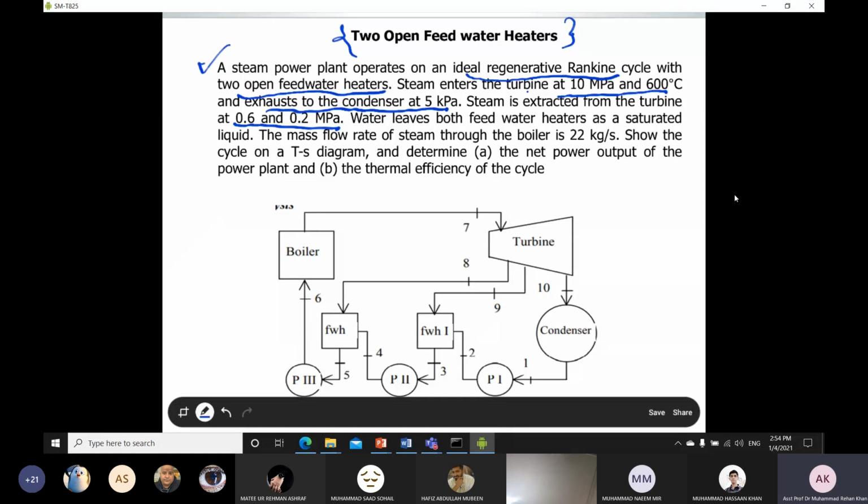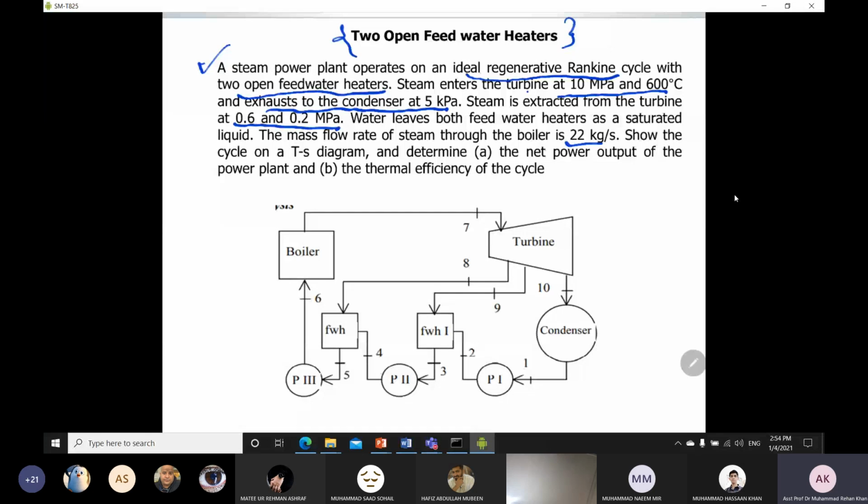The mass flow rate of the steam through the boiler is 22 kilograms per second. So mass flow is also given. Show the cycle on the T-S diagram and determine the net power output. So we have to find the power output and the thermal efficiency of the cycle.